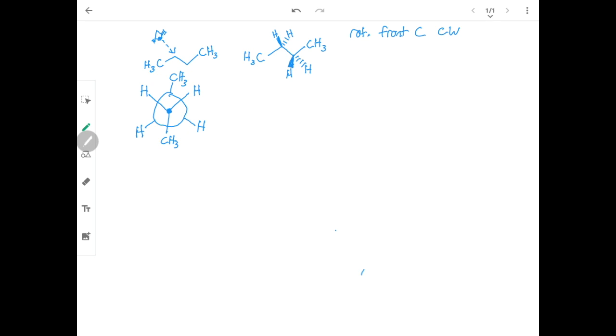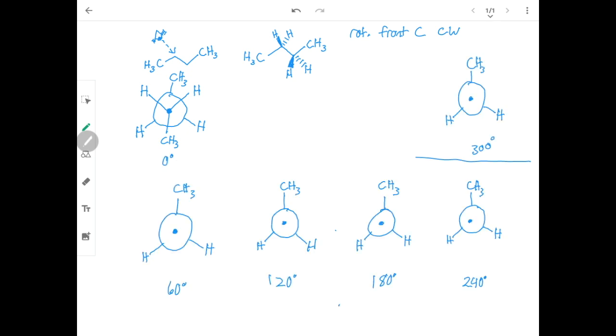Now let's get all the other conformations. Since we've established that we're not rotating the back carbon, let's just go ahead and draw our Newman projections with the back carbon substituents filled in as they are. And that's a good tip for avoiding point loss. Okay, so I'm not going to draw 360 because it's the same as 0.